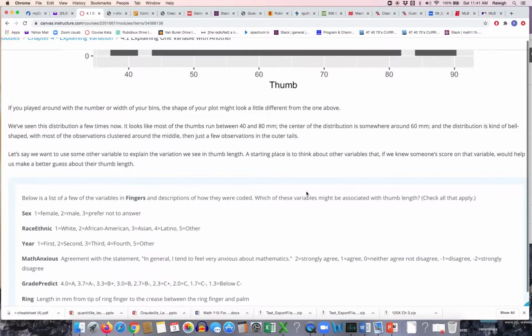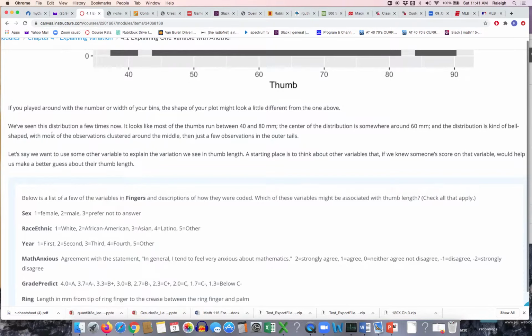So anyway, you play around with the number of bins. The shape will look a little different. It's the same information though, and sometimes you could get shapes that look really different, but that's very unusual and not likely to occur. Do not be concerned about that, but it has been known to happen.